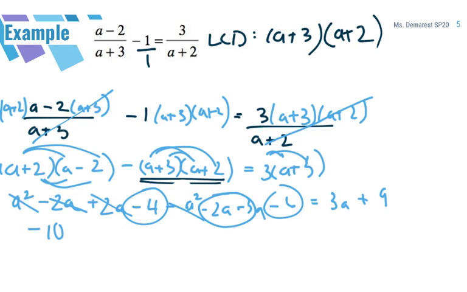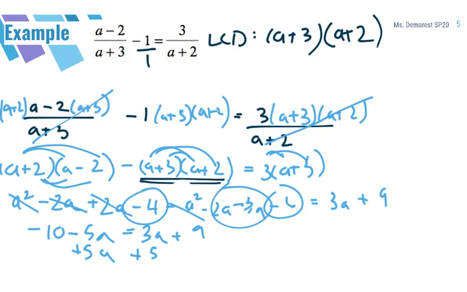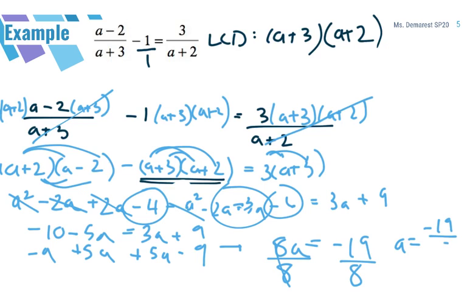Negative 2a minus 3a becomes minus 5a, and that equals 3a plus 9. For a second this looked like it was going to be a quadratic, but it turns out it's just linear. So we need to get our a's on one side and our numbers on the other. So we have 8a equals negative 19. Divide by positive 8, my bad, and we get that a equals negative 19 over 8.